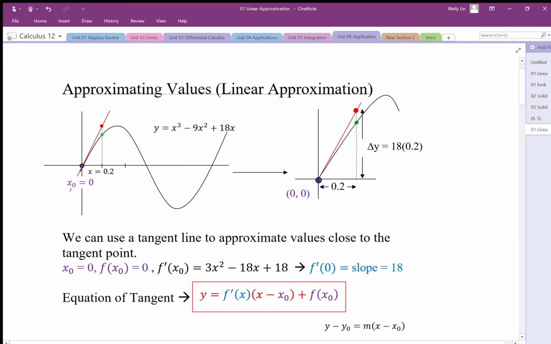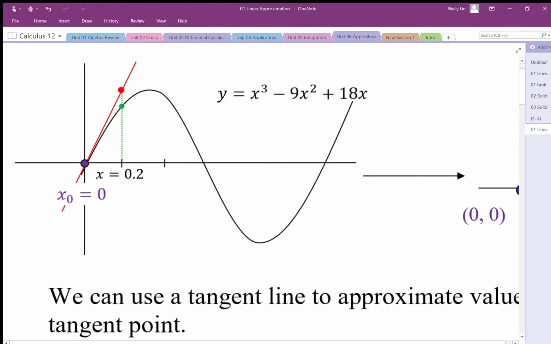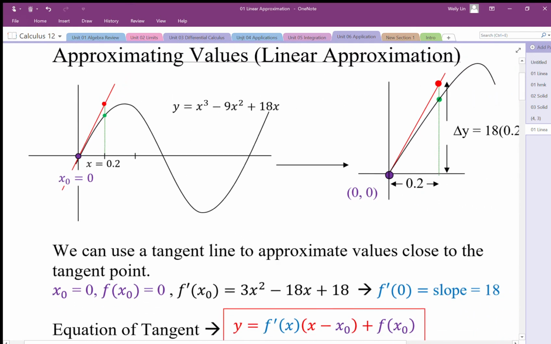Okay, so as we look at this point here, the known coordinate is going to be (0, 0). At x equals 0, y equals 0. So there's that purple point there. That purple point represents my point of tangency. To get the slope at that point, we need to work out the derivative of that function. So the derivative is 3x squared minus 18x plus 18. And as we plug in x equals 0, we can work out the slope of 18.